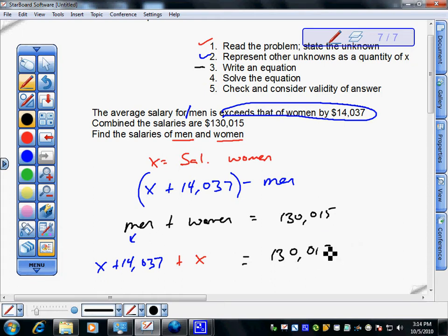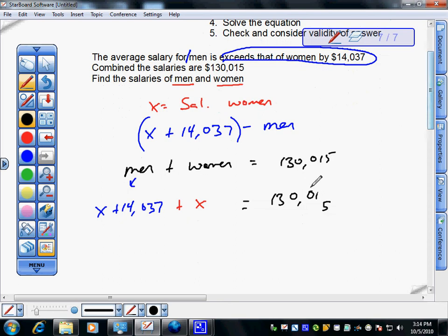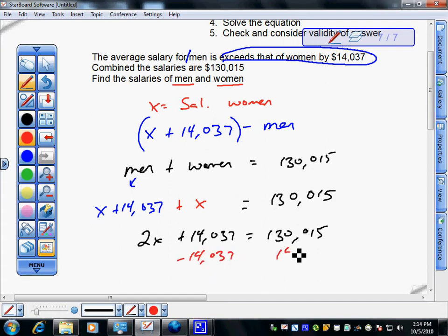At this point now, it's a matter of just finishing the algebra. This is the hard part of the problem here, just getting it set up. So I now have 2x plus 14,037 equals 130,015. Sorry, that one got carried away there. So now we need to subtract 14,037. And I'm going to get with that subtraction, what do we get? 115,978.